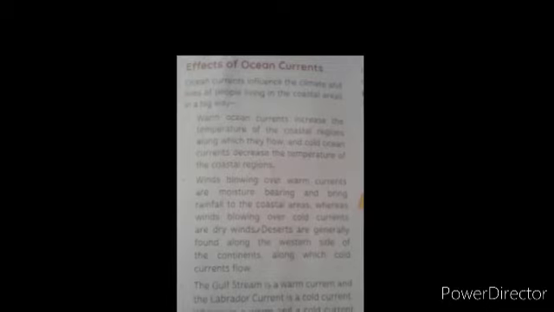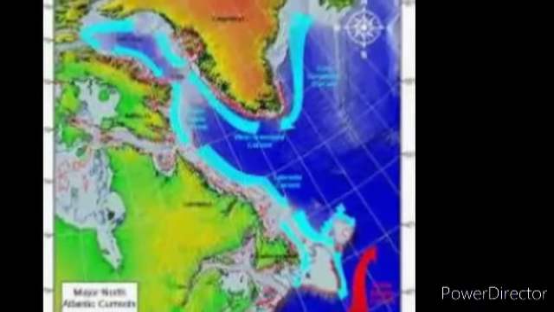Ocean currents influence the climate and lives of people living in the coastal areas in a great way. Warm ocean currents increase the temperature of the coastal regions along which they flow, and cold ocean currents decrease the temperature of the coastal regions. Winds blowing over warm currents are moisture bearing and bring rainfall to the coastal areas, whereas winds blowing over cold currents are dry winds. The Gulf Stream is a warm current and the Labrador current is a cold current.